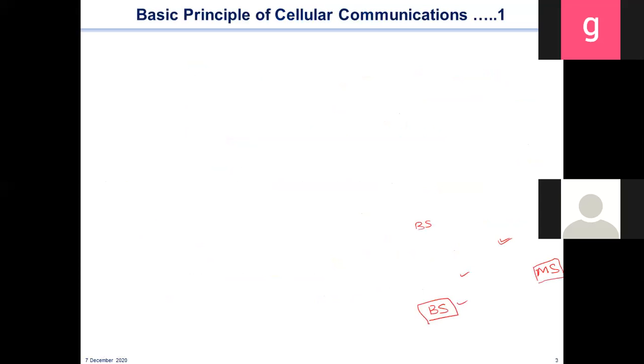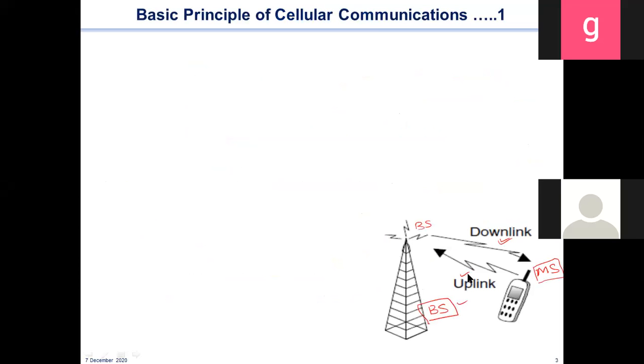To begin with, let me start. So this is my base station. This is the typical scenario in a particular cell. Base station I usually call BS, and mobile phone or mobile station I denote with MS. The communication from the mobile phone to the base station in a particular link is called uplink. And communication from the base station to the mobile phone takes place in the downlink. This is the scenario in a particular cell.